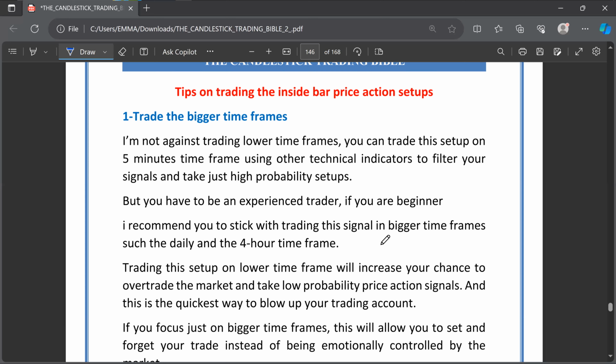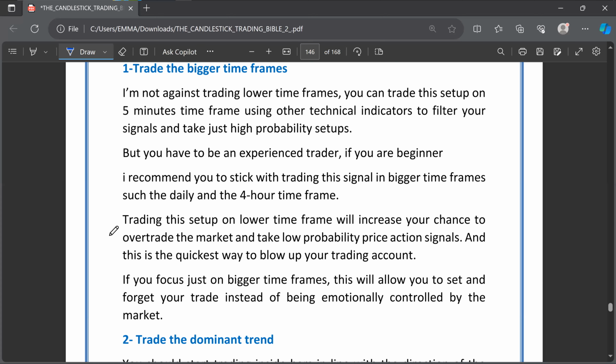Trading this setup on lower time frames will increase your chance to overtrade the market and take low probability price action signals. And this is the quickest way to blow up your account, right? If you trade shorter time frames, like what we call scalping, and you're an amateur, scalping is not recommended for you. It means that you enter the market within 1 hour, 5 minutes, you are out. And that is not recommended for you.